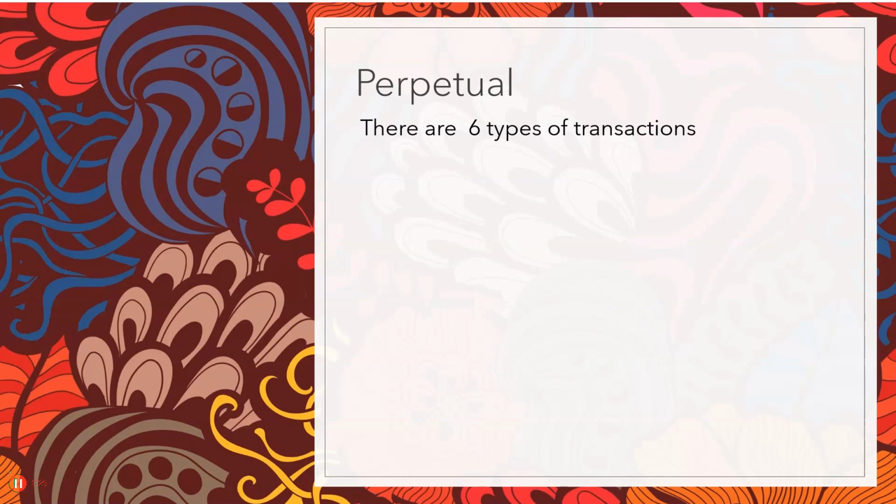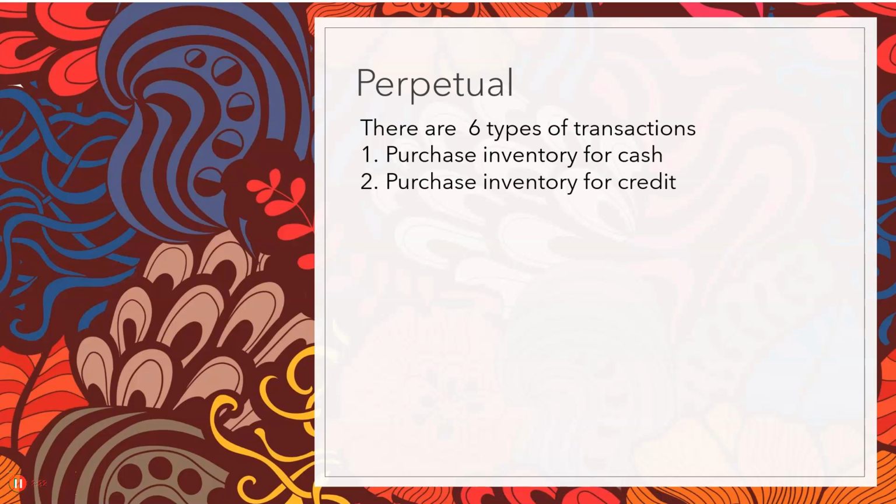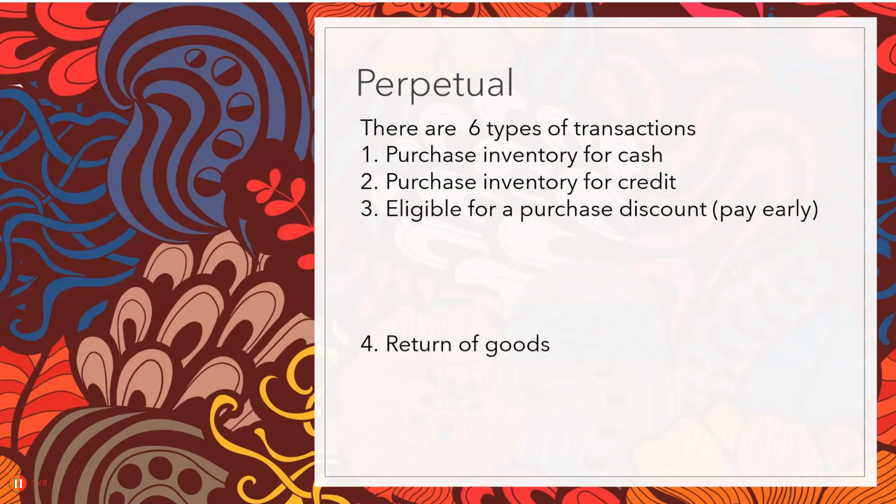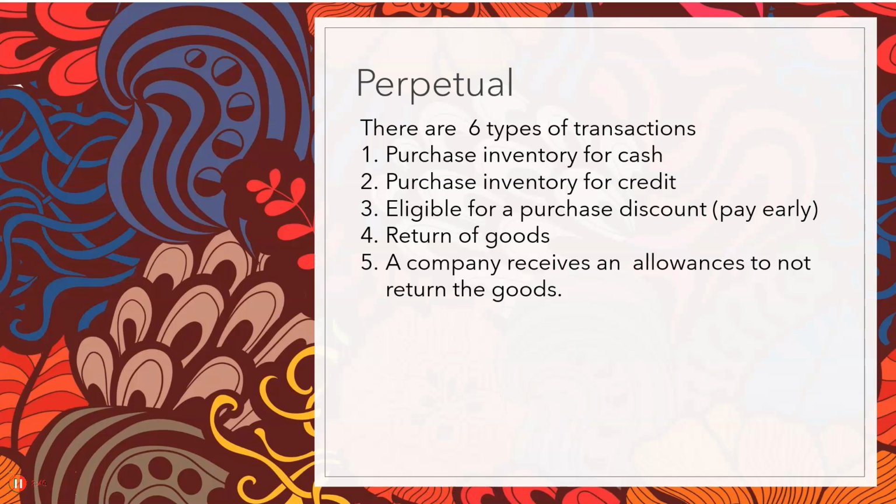Okay, we're going to look at 6 types of transactions. First, what happens when we buy inventory for cash? What happens when we buy it on credit? What happens if there is a purchase discount when we buy on account? A purchase discount usually allows a reduction in price based on paying early. What do we do when goods are returned? What do we do when a company receives an allowance to not return the goods?